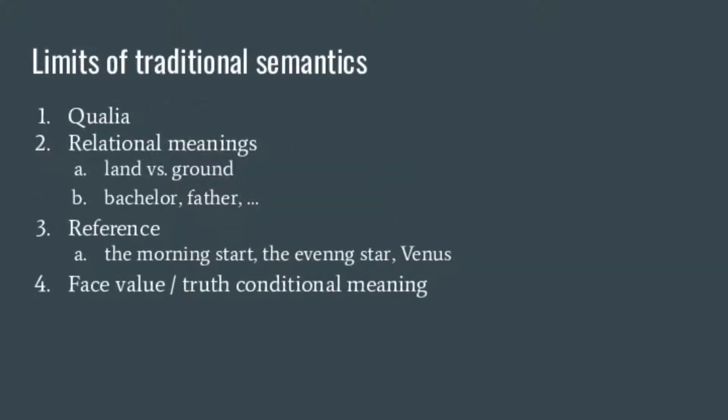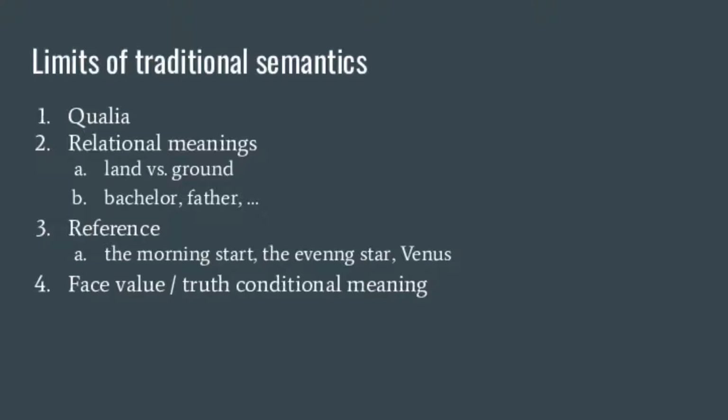I talked about qualia, things like red or hungry or happy. You can't define these terms very easily without just using a synonym or defining it in terms of other terms. Red, as well, is kind of between orange and yellow on the spectrum, things like that. They're hard to define, they're subjective. Relational meanings, some words are defined relationally.